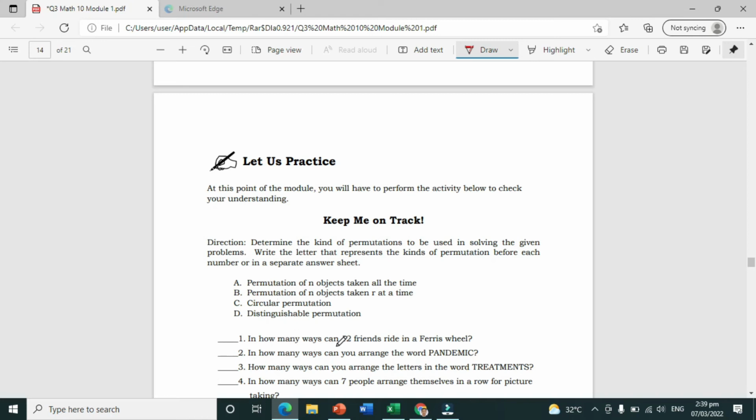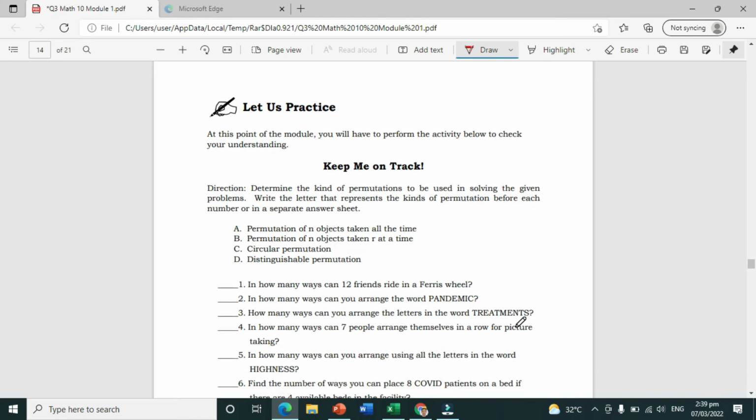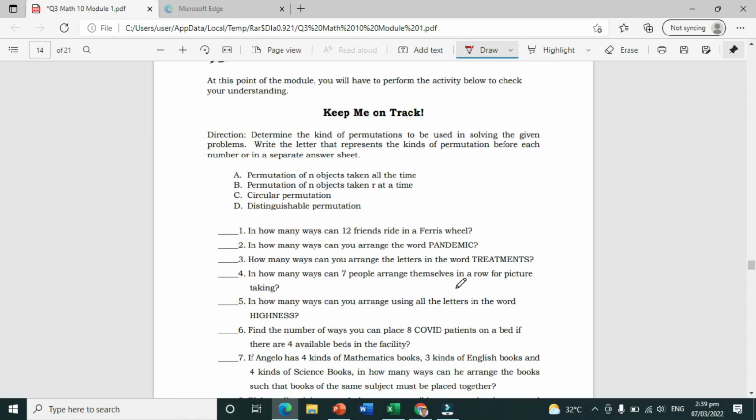Sige daw. In how many ways can 12 friends ride in a Ferris wheel? Ferris wheel, alam mo naman siguro yung itsura ng Ferris wheel. Is that circular? Yes. So therefore, it is a circular permutation. So letter C yan.